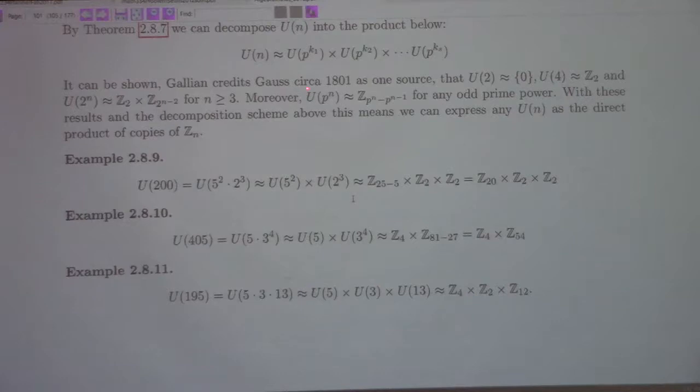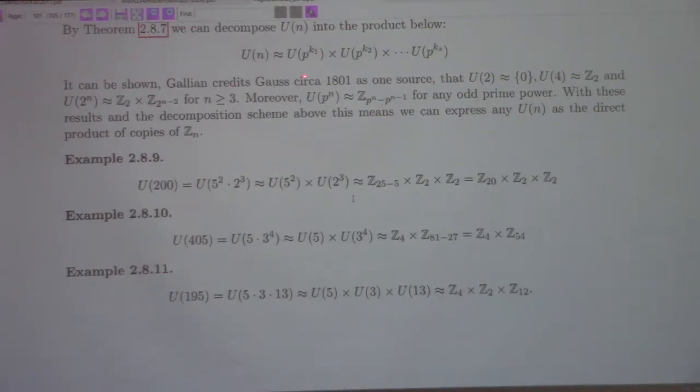And this is more generally true. The group of units of size p to the n is isomorphic to the cyclic group of order p to the n minus p to the n minus 1, for any odd prime power. So with these in hand, you've got even prime powers, you've got odd prime powers. Admittedly, I haven't proved either of these things, and those are maybe not that easy to prove.